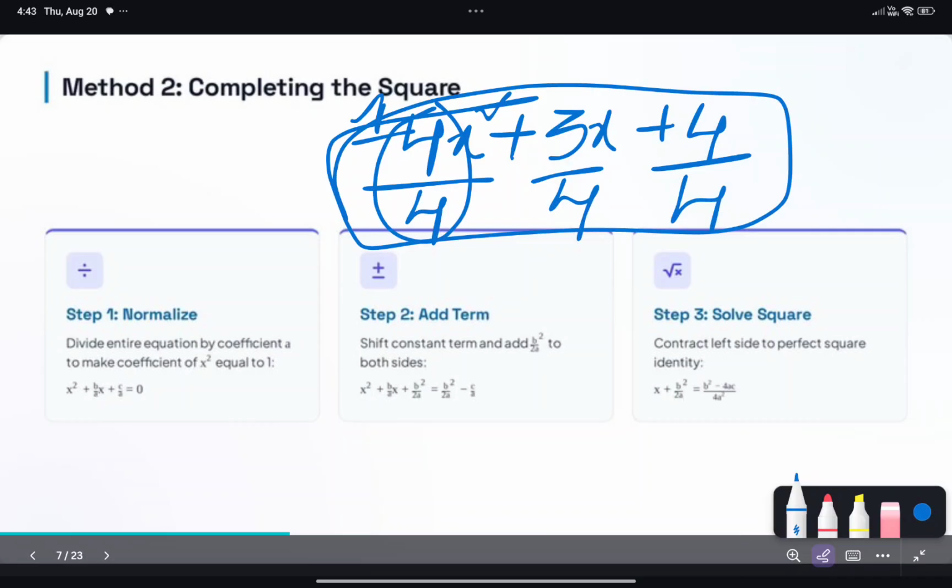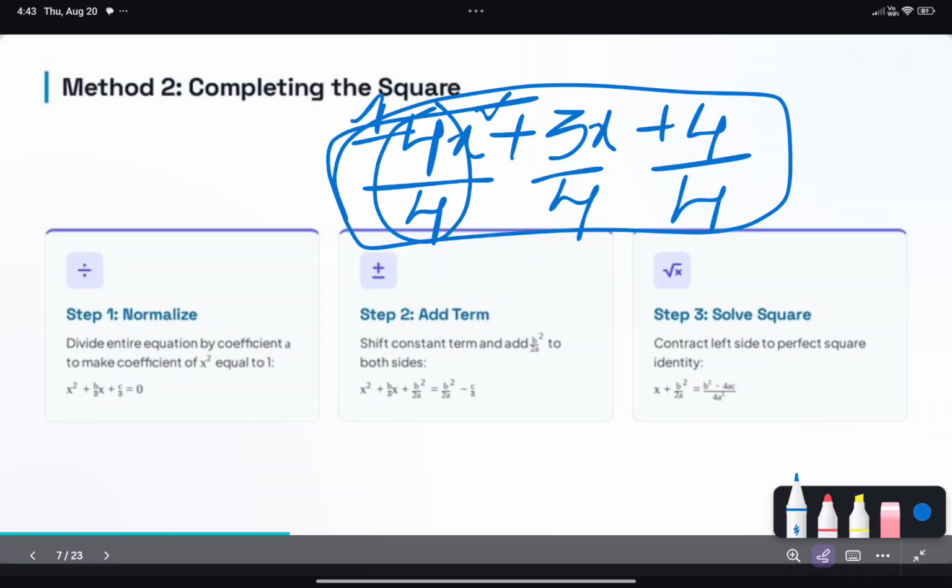What is the next step? Step 2. Add term. Not that much important in this method, but we can go with the first method. Clear? Shift the constant term and add b square by 2a to both the sides.